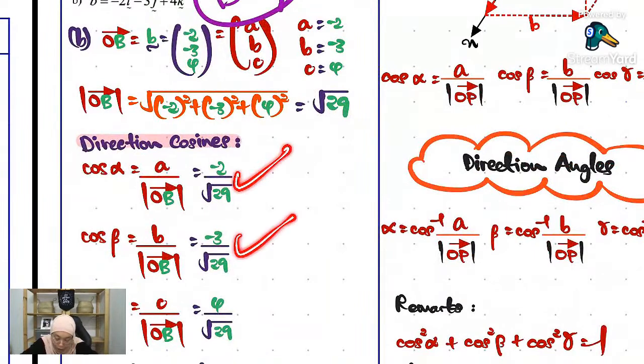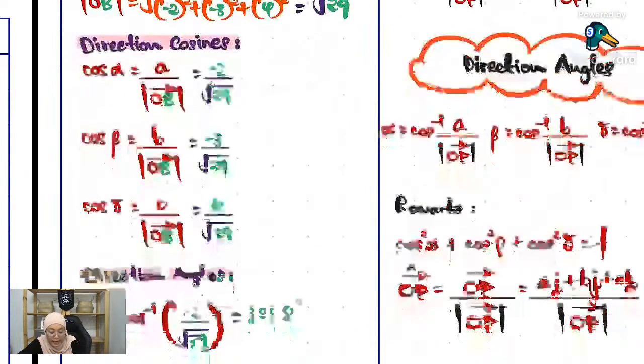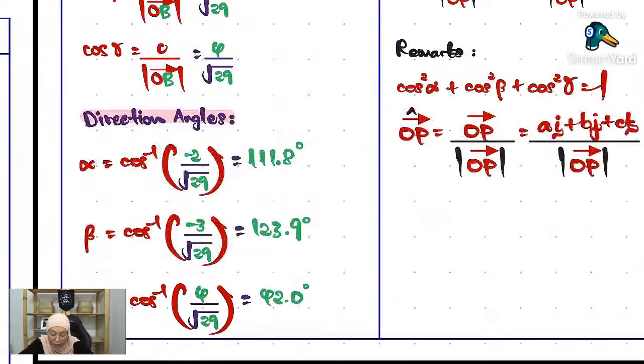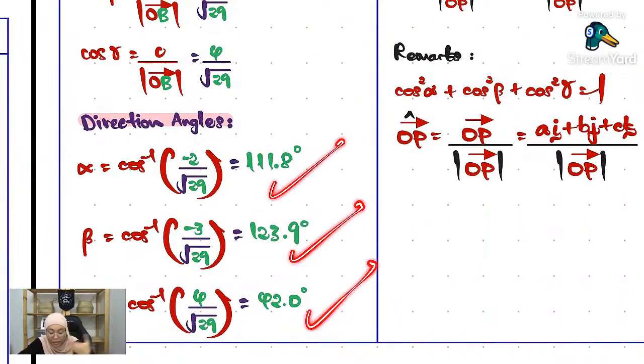And this is my direction cosine, cos alpha, cos beta, cos gamma. Just leave it like that. This is 3 marks, just like that answers. Tak ada yang terlalu susah pun. Okay, just this is the only answers that we want. And then the next one is just jadikan alpha sebagai subject, jadikan beta sebagai subject, jadikan gamma sebagai subject, and you will get this degree, which is 111.8, 123.9 degree, 42 degree.